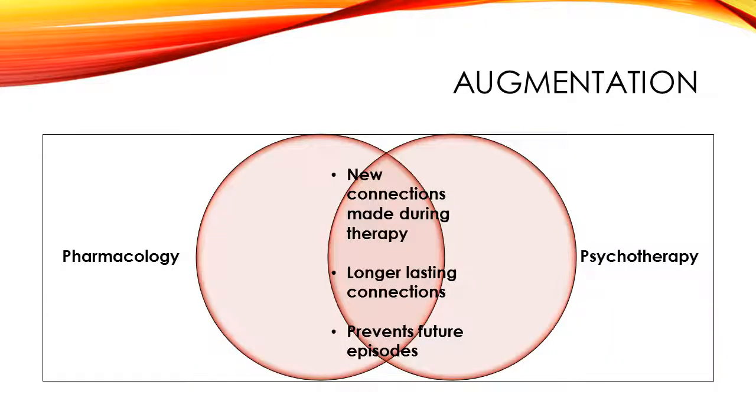Lastly, we want to stress that psychotherapy plus medication has been shown to be the most effective treatment for depression. New connections are made between brain cells during therapy processes. When antidepressants help bathe the brain in neurotrophic soup, reducing inflammation, the nourishment also helps these connections last longer and helps prevent future episodes of depression.